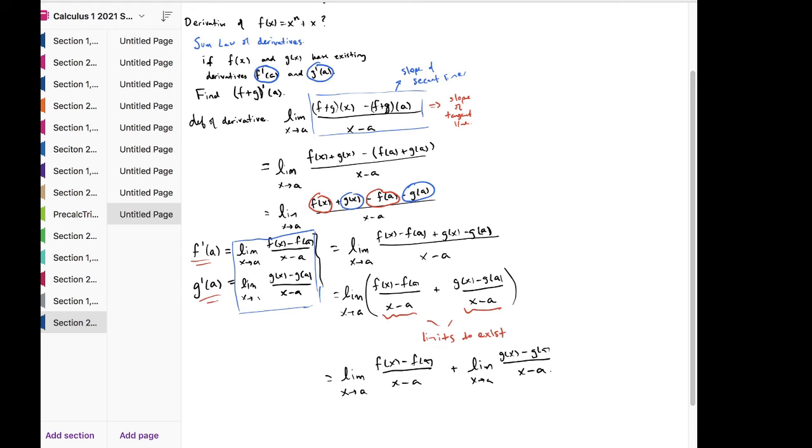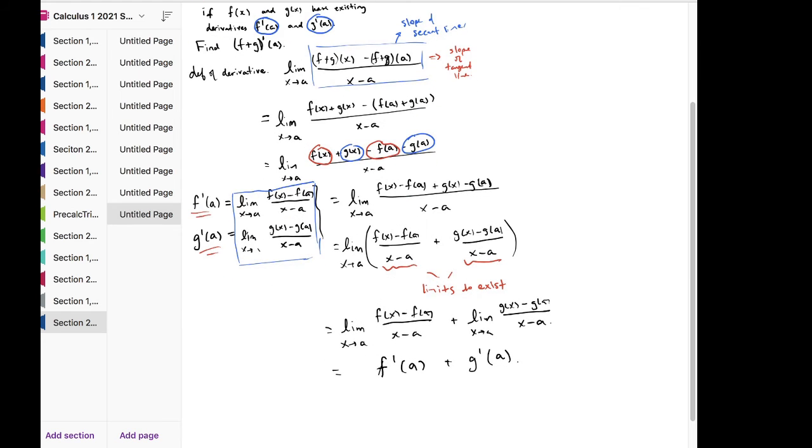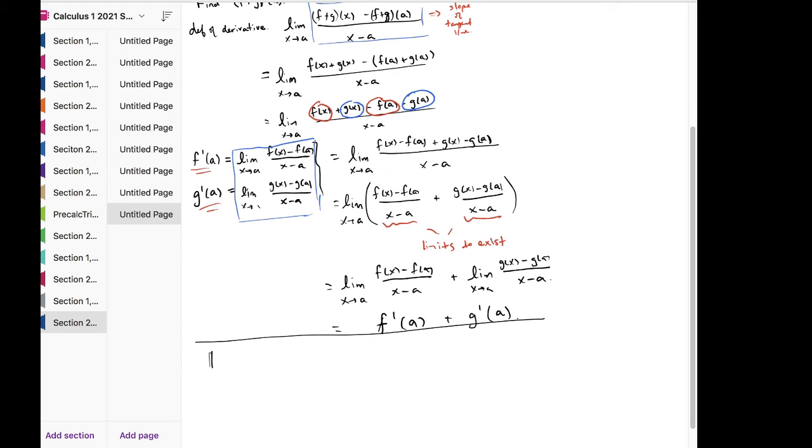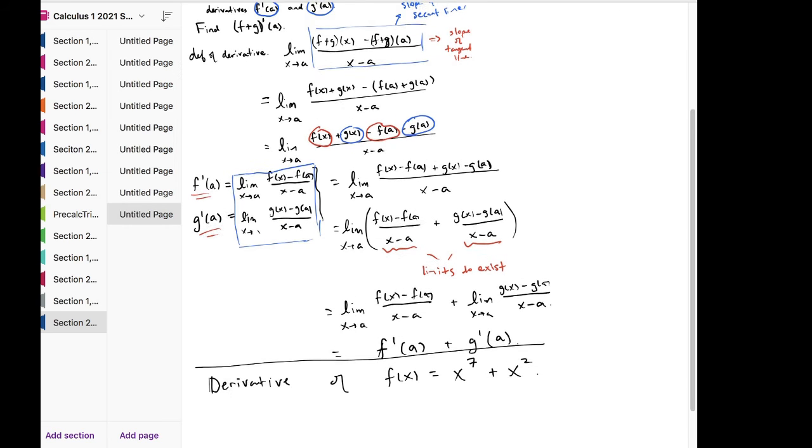Okay, and that is exactly f prime of a plus g prime of a. Okay, that's great. So now, what does this mean? What is the derivative of, let's not use x to the n, let's say x to the 7th plus x squared? What's the derivative of x to the 7th plus x squared?